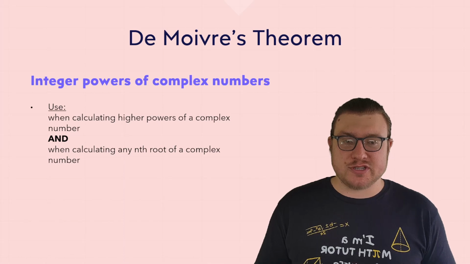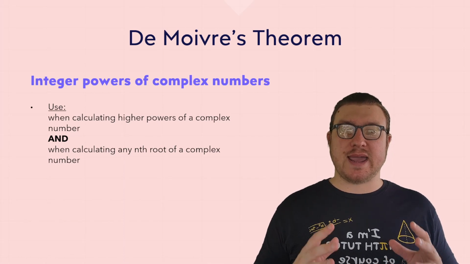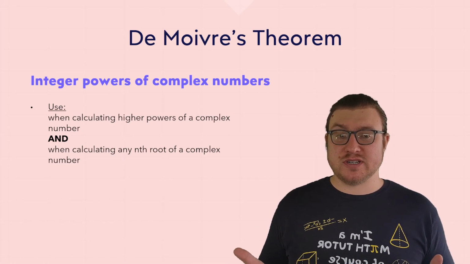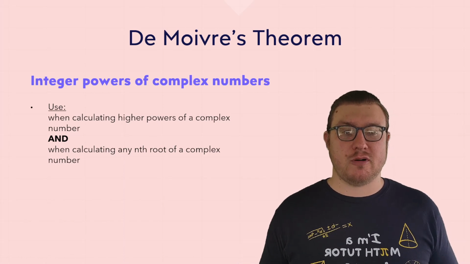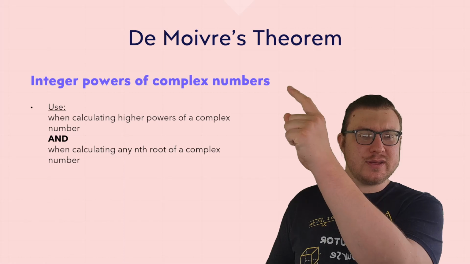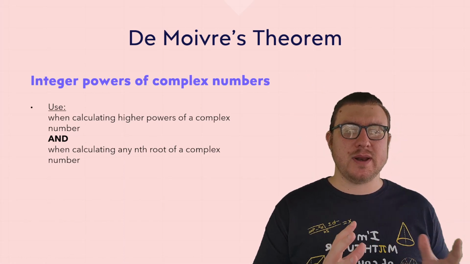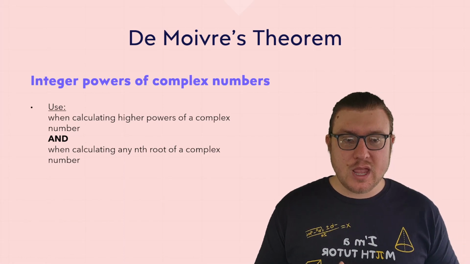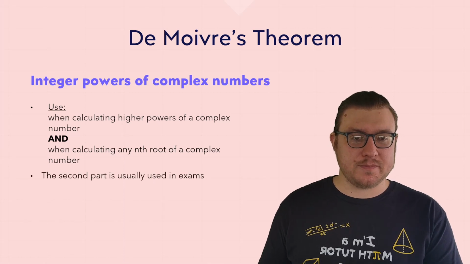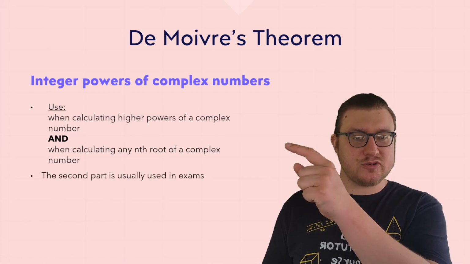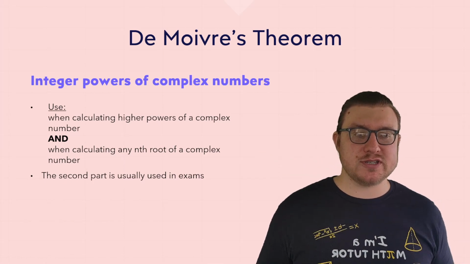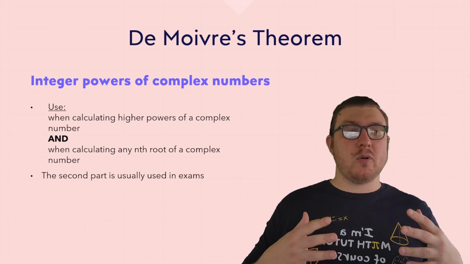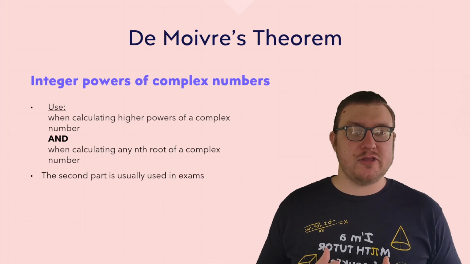When do we actually use this? We want to use this when we're calculating higher powers of complex numbers. And we want to use it when calculating any root of complex numbers. It says integer powers, but that's a little bit loose. We can also use this for fractional powers. The second one is where we really want to use this. You don't usually need to remember the name, but you need to remember what it does and when to use it. That is important.